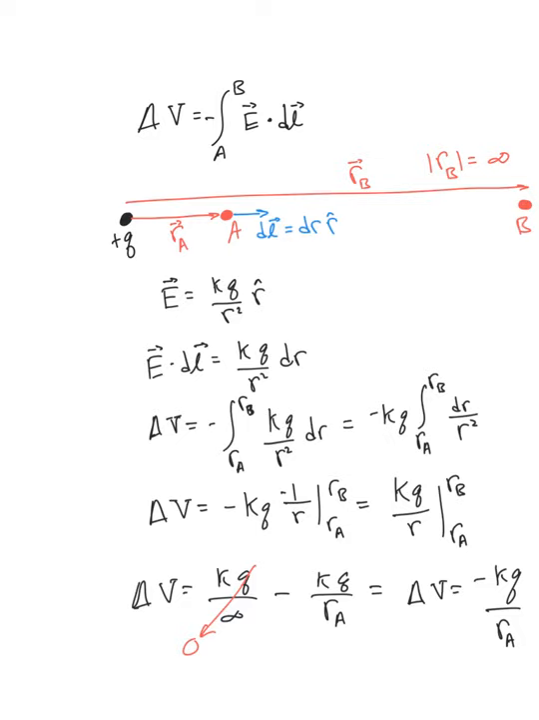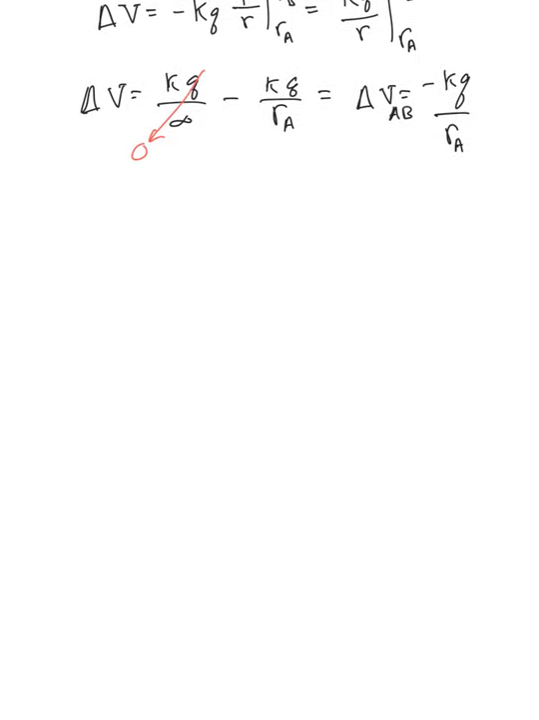Now, we can reverse this and imagine going from B to A. So I'll specifically write my subscript from A to B here for my electric potential. But we can imagine reversing this and going from B to A. That is, the change in potential starting at infinitely far away and going to some point at a distance r sub A is going to be equal to positive kq over r_A. Because if we lose potential going in one direction, we must gain it moving in the other direction.